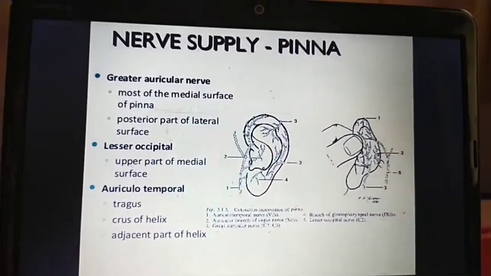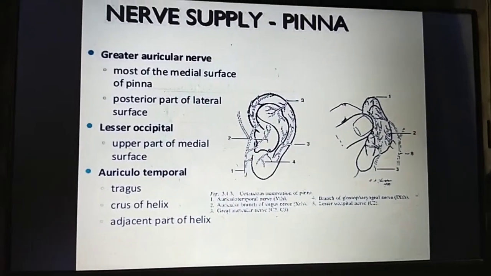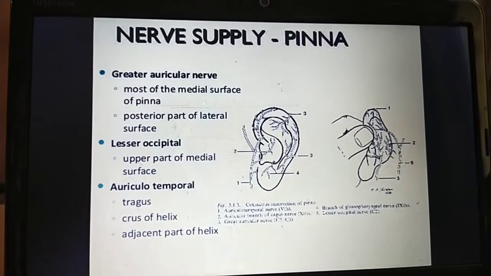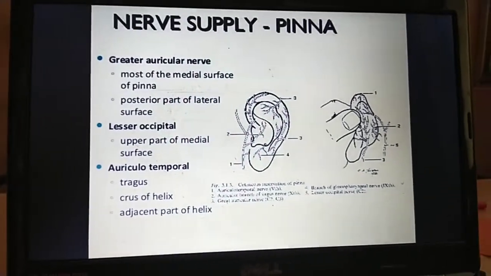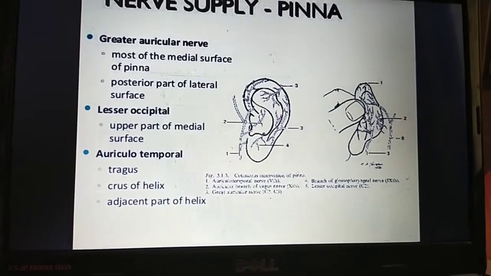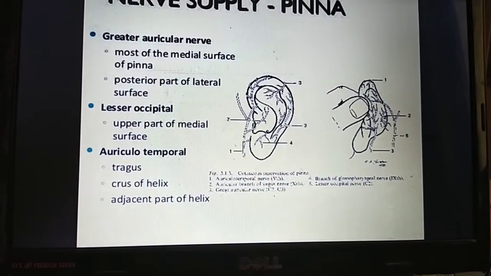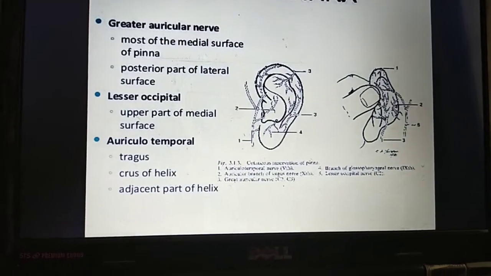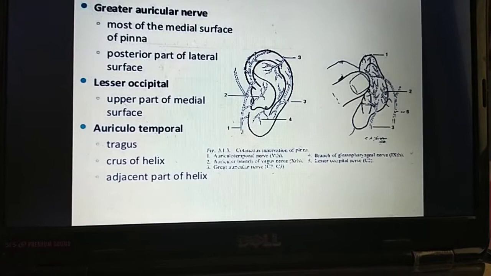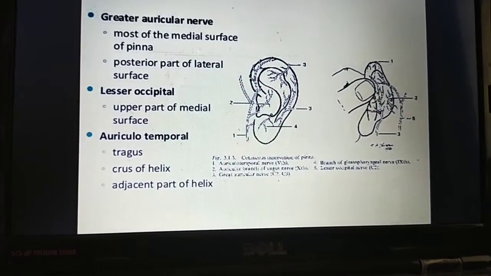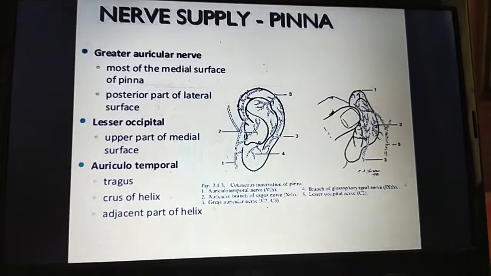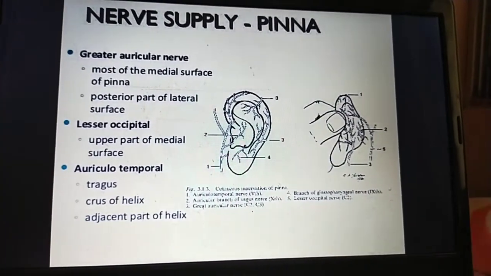The nerve supply of the pinna: mainly the greater auricular nerve supplies most of the medial surface of the pinna and the posterior part of the lateral surface. Then the lesser occipital supplies the upper part of the medial surface, and the auriculotemporal supplies the tragus, crus of helix and adjacent part of the helix. This is about the nerve supply of the pinna.